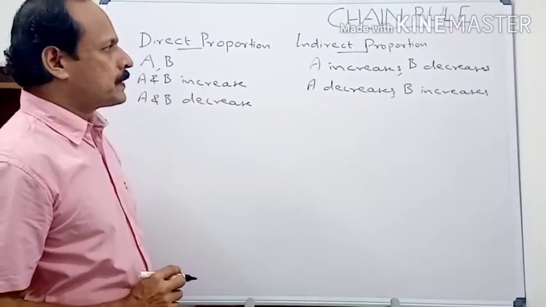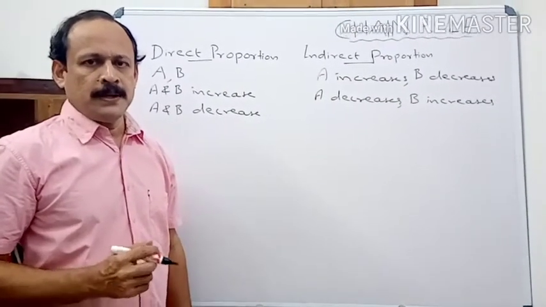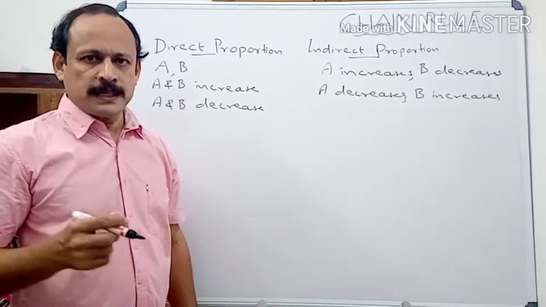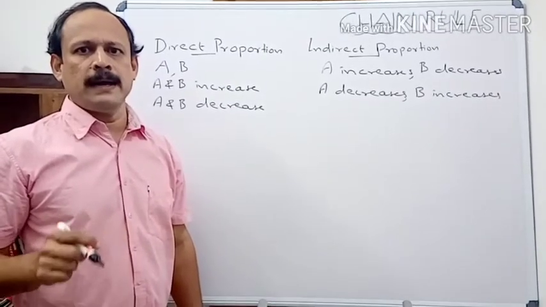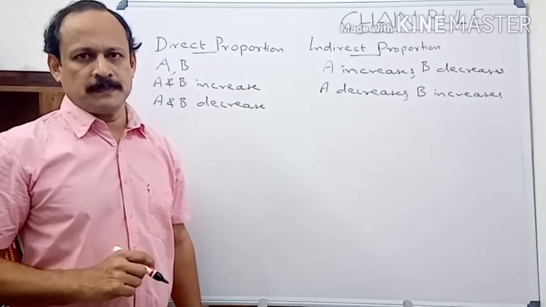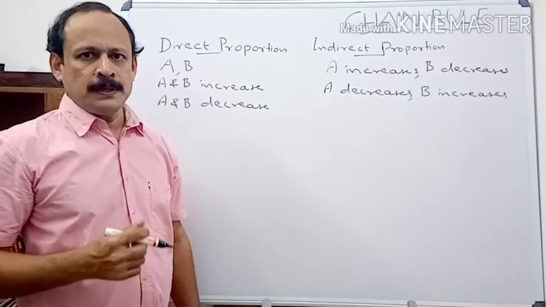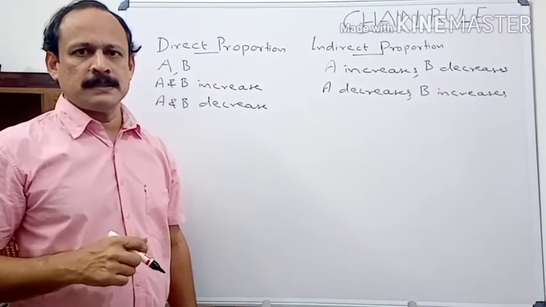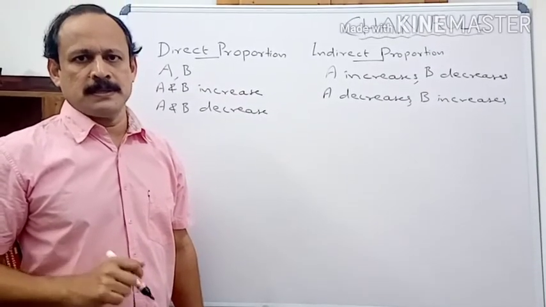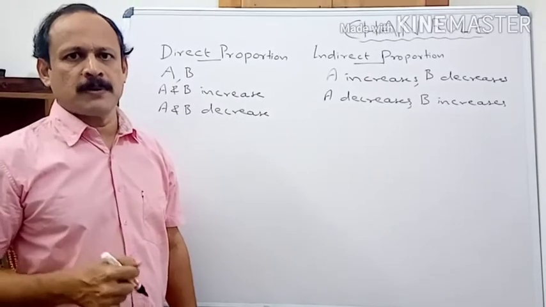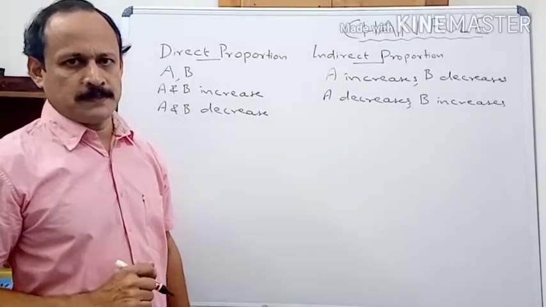For example, if we take a moving vehicle, if speed increases, the time required to reach the destination decreases. That is, speed and time are in indirect proportion. If we consider the case of work, if more laborers are involved, then time required to complete the job is less. Number of laborers and time required to complete the job are in indirect proportion.